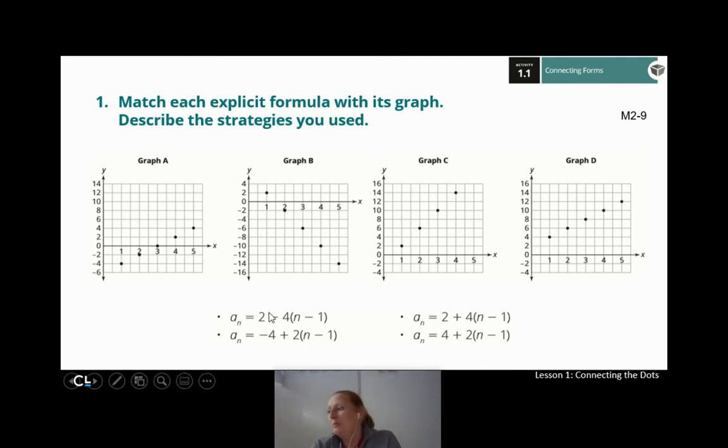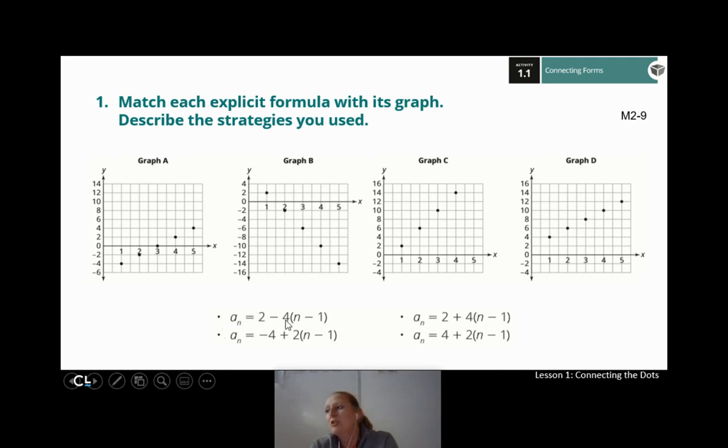So I'm looking around here. I'm looking at this first equation, and I see it has a first term of 2. So I'm not going to pick this one because that's -4. Ooh, that one has a 2, so this is a possibility. Oh, graph C also has a 2, so it's also a possibility. Graph D's first term is at 4. Great. So I've narrowed it down to B and C because they both start with a first term of 2.